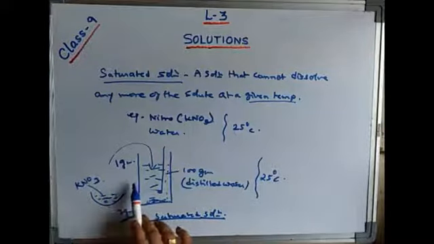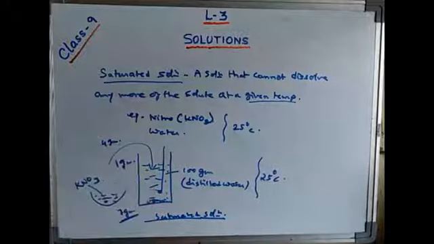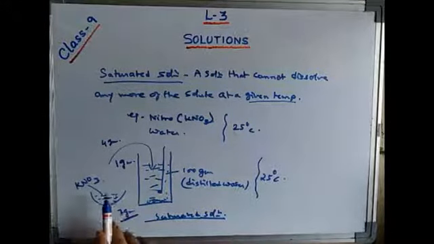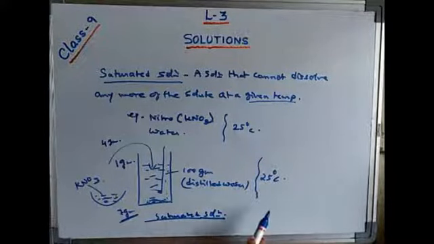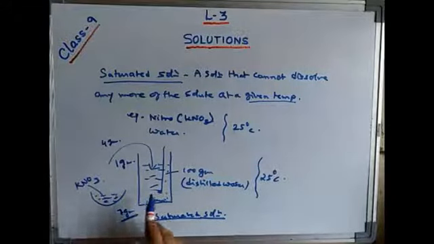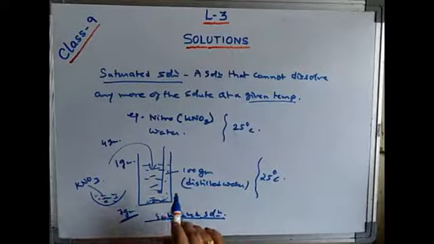But if I add only 4 grams, then what will happen? At a given amount of water, at a given temperature, we are adding only 4 grams, but it can take 7 grams. That means the amount of solute is less than what is required for the given amount of solvent at a given temperature. What type of solution is that? When the amount of the solute is less, it is known as an unsaturated solution.